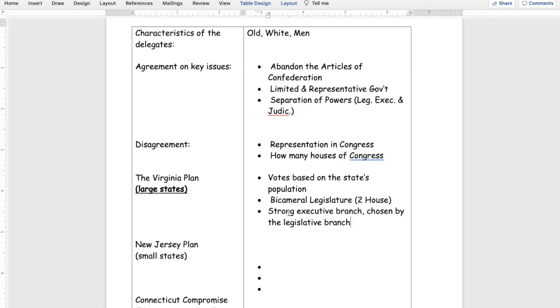They wanted there to be a president, that's the executive branch, that was chosen by the legislative branch. If you recall in the Articles of Confederation, they didn't even want a president. There was no plan for a president. So this is, again, very different.